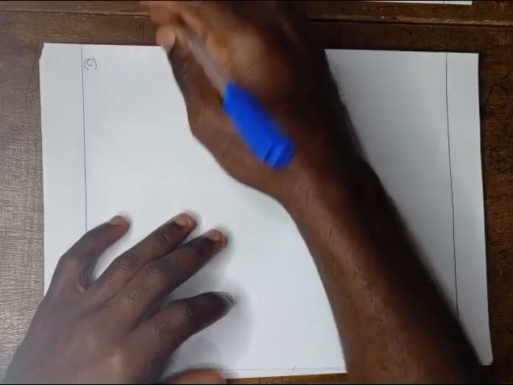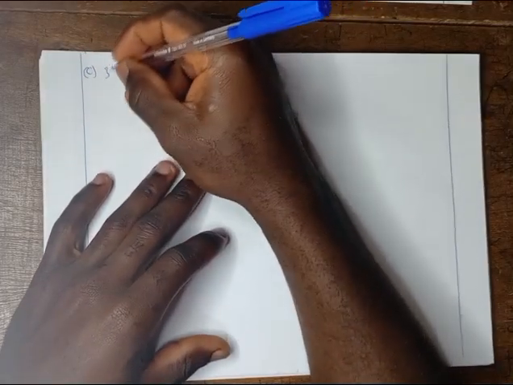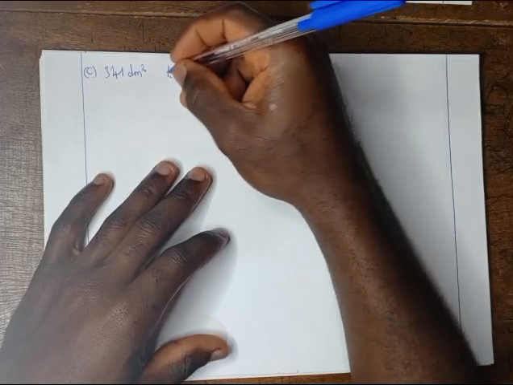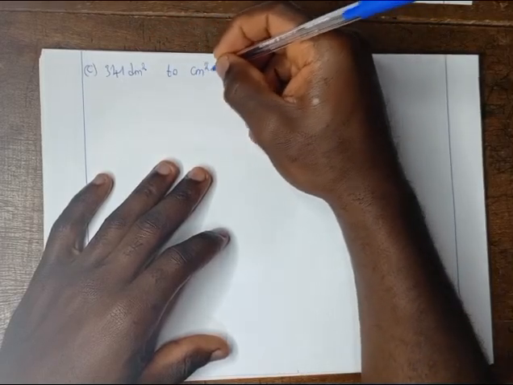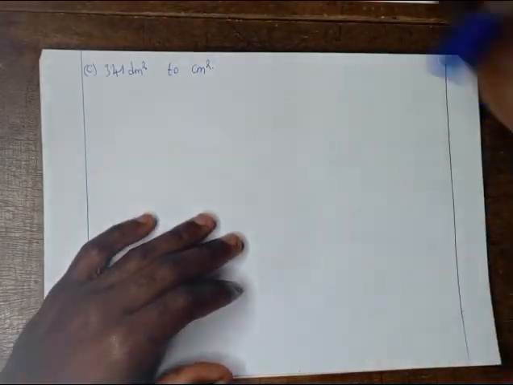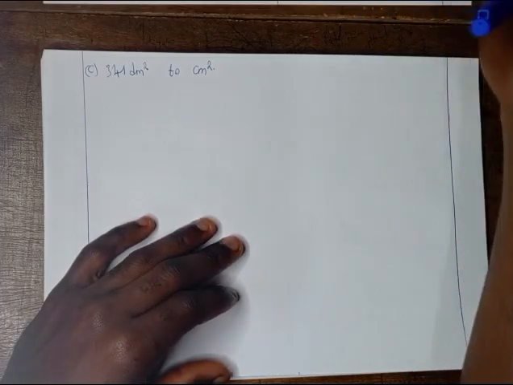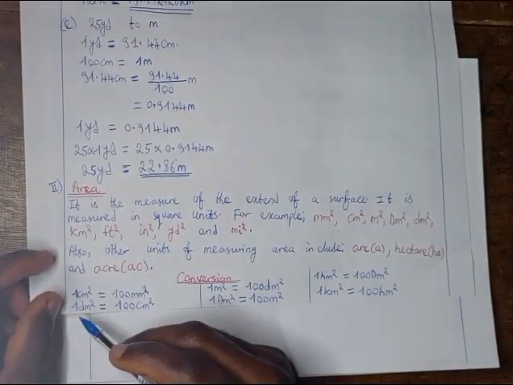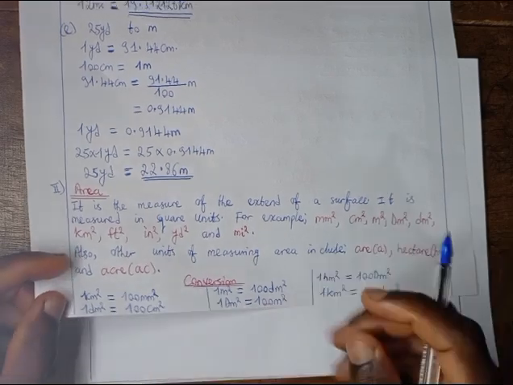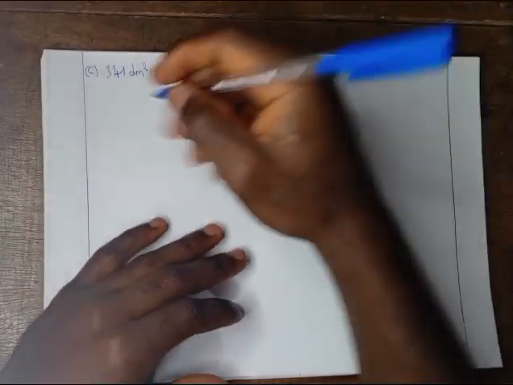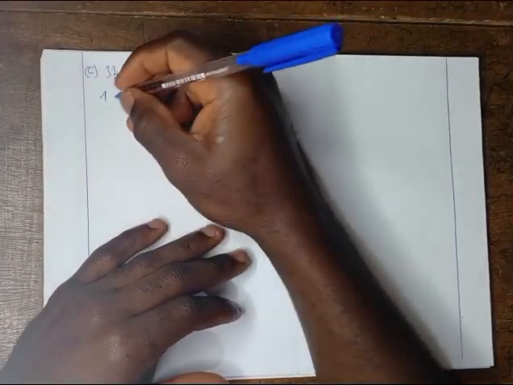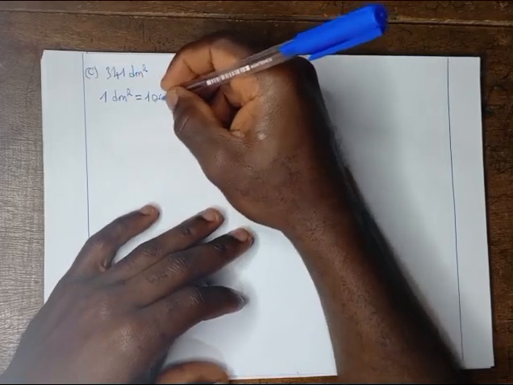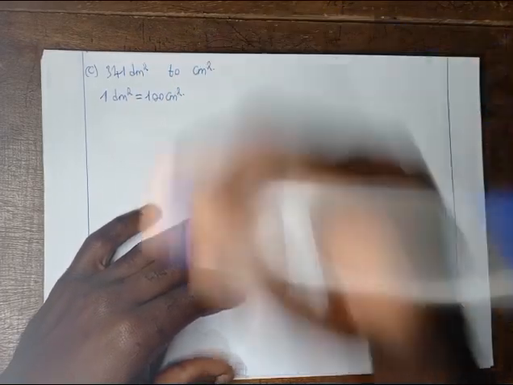C. We have to convert 341 decimeters squared to centimeters squared. First, we know, let's look at the conversion here. First, we know that 1 decimeter squared is equal to 100 centimeters squared. Let's write it down. 1 decimeter squared is equal to 100 centimeters squared.